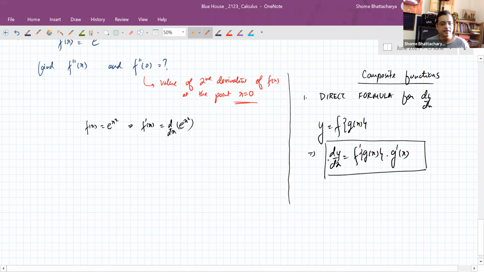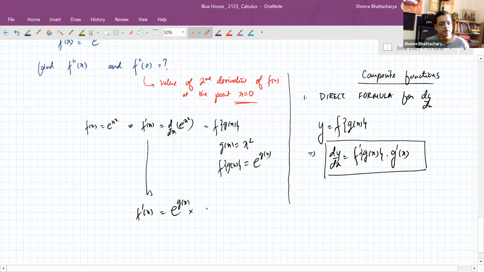So I can apply this directly over here. So when I look at this, I can understand that this is f of g(x), where what is g? It is x square. And what is f of g(x)? It is e raised power g(x). Right. So directly now, f prime x will become what? Derivative of this. So e raised power g(x) into the derivative of this, which is 2x. So it is e raised power x square into 2x. Or we can say 2x e raised power x square. So this should be the derivative.